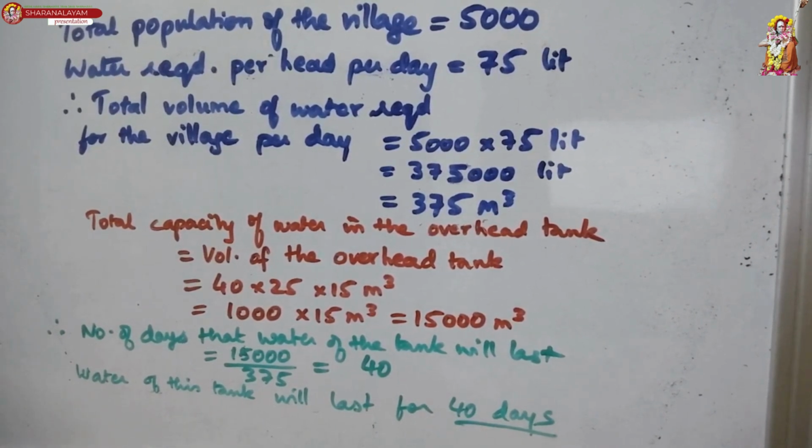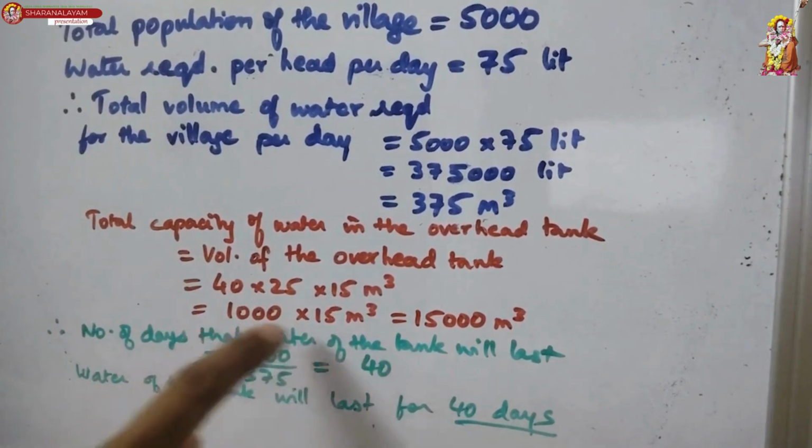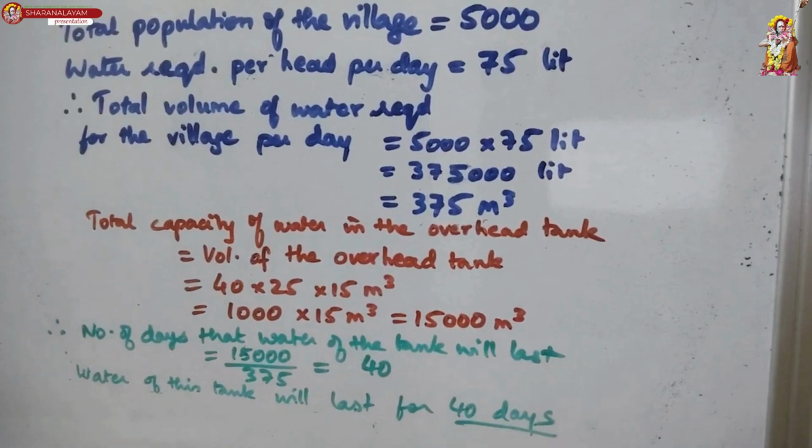And with the given measurements, we have that volume equal to 40 into 25 into 15 meter cube. Now 40 into 25 is 1000. So 15 into 1000 is 15,000 meter cube.